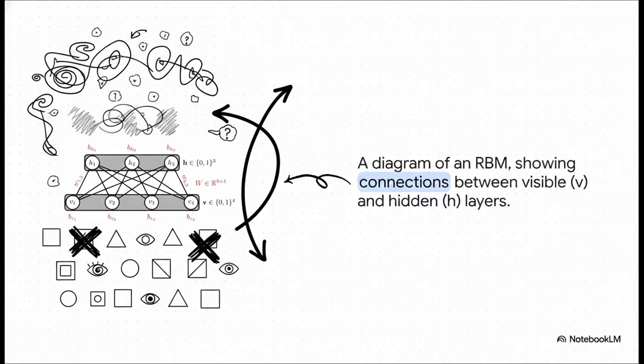And this diagram just shows it perfectly. See the visible nodes down at the bottom marked V and the hidden ones up top H? Notice how all the lines connect a V to an H, but there are 0 lines connecting a V to another V or an H to another H. That's the restricted part in action. It's a simple rule, but it's incredibly important.